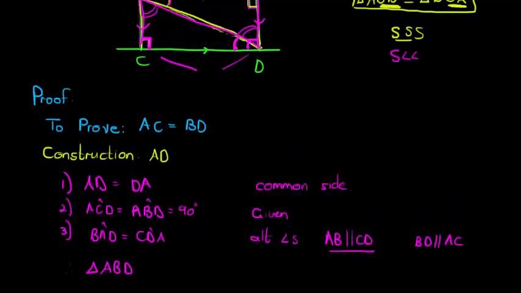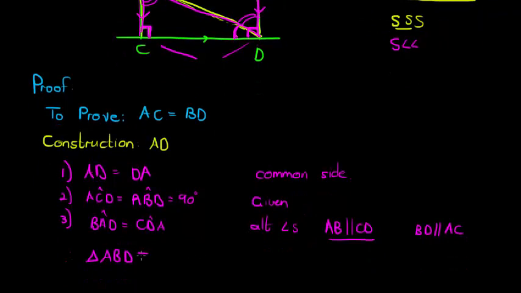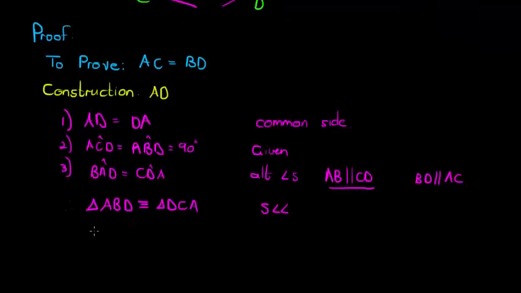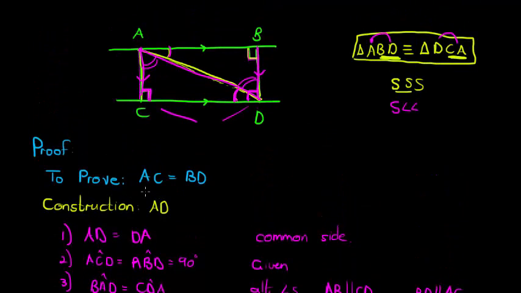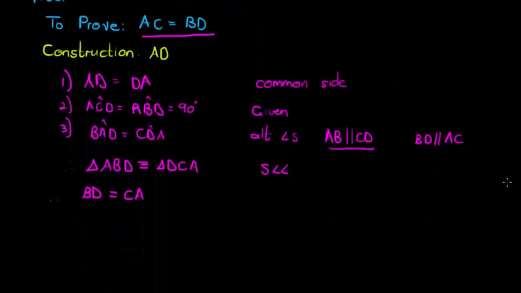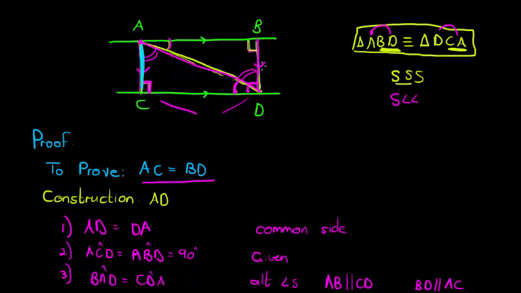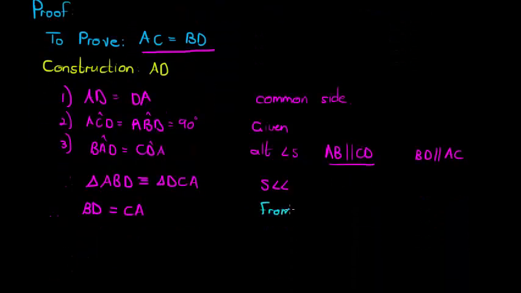Okay, so triangle ABD is therefore congruent to triangle DCA. And why? Because we showed that we have a side and two angles that are equal. Now that we have that, we can conclude that side BD is equal to side CA. That's what I wanted to prove: AC is equal to BD, or BD is equal to CA, it doesn't matter which way we write it. Why can we now say that this line is equal to that line? The two triangles are not the same. They are congruent. So we say from congruence.